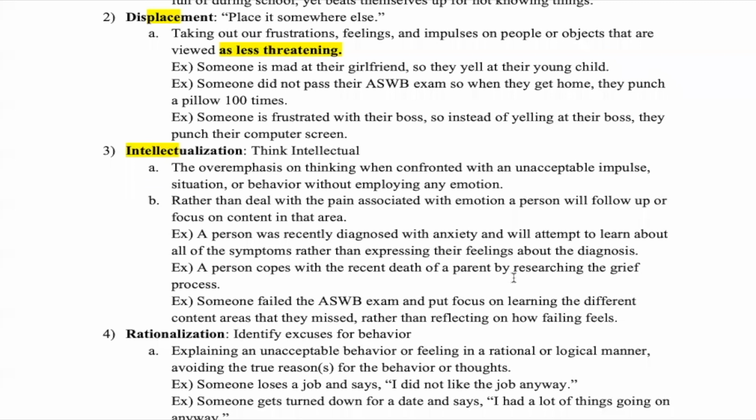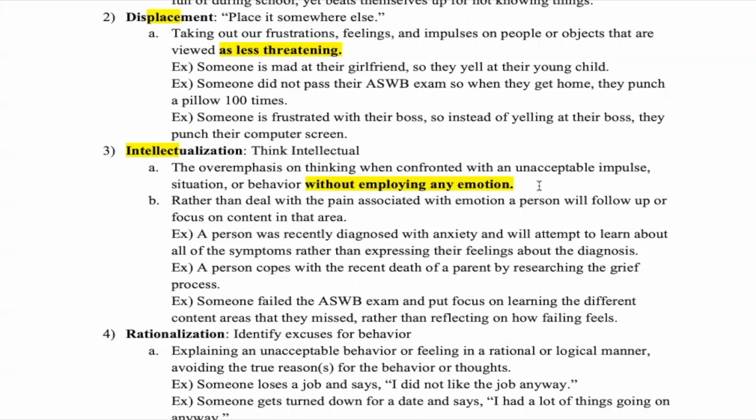without employing any emotion in any way, shape, or form. So you are going to get as much knowledge or think so rationally that you are never going to have to acknowledge your emotions in any way, shape, or form. So rather than dealing with the pain associated with the emotion, a person will focus on a content area in particular. So, a couple of examples to articulate this a little bit further.